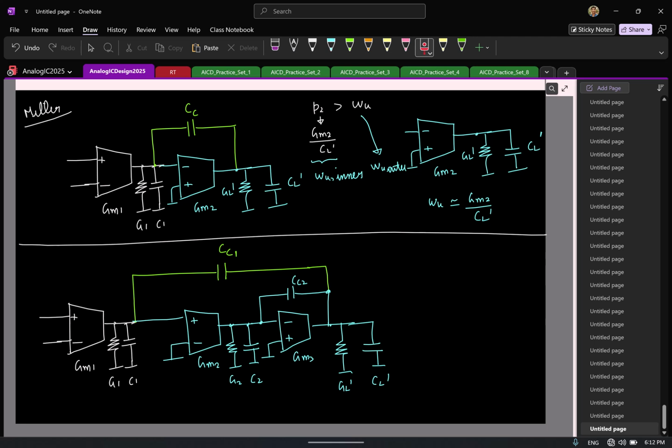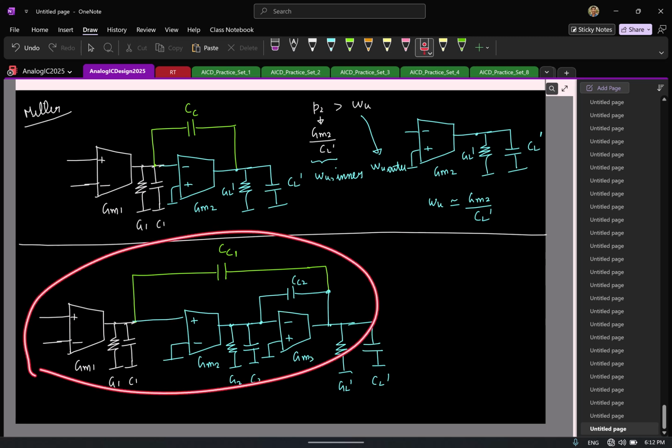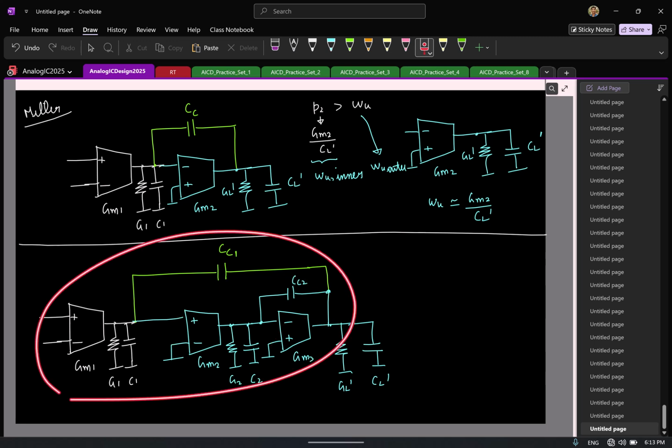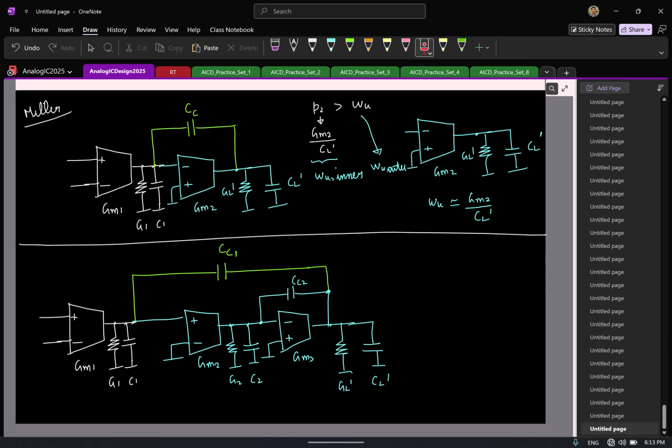That's the other way to interpret the same condition. So now we can try to extend this to the three-stage structure. Here you see I have one inner stage, one outer stage, and the overall outer stage, correct? Which means this is the innermost one. This should be faster than this one, which should in turn be faster than the overall structure. Does that make sense? So now tell me, what is the omega u for the innermost stage alone? The innermost stage is the last stage, which is GM3 by CL prime.